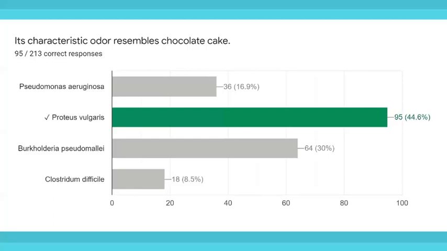Characteristic odor resembles chocolate cake. This is Proteus vulgaris. Chocolate cake or burnt chocolate. That's Proteus vulgaris.